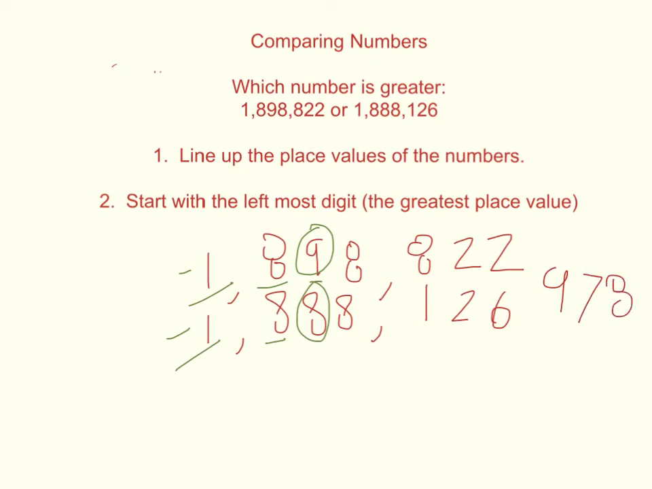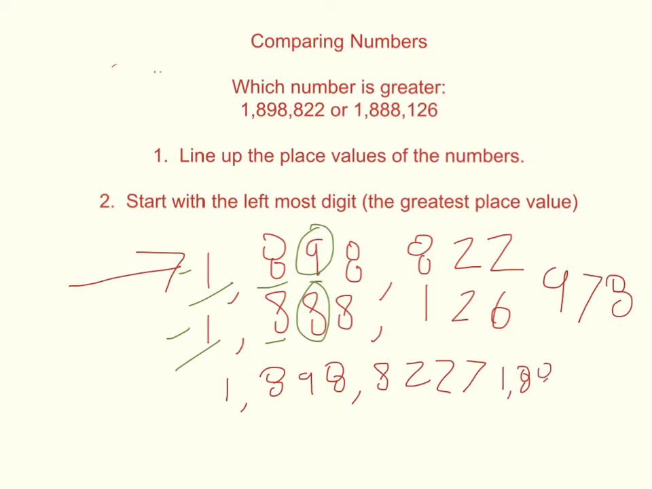So now I can determine that the 1,898,822 is larger than the 1,888,126.